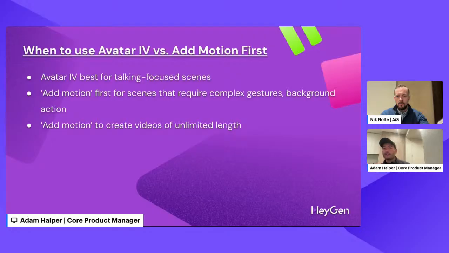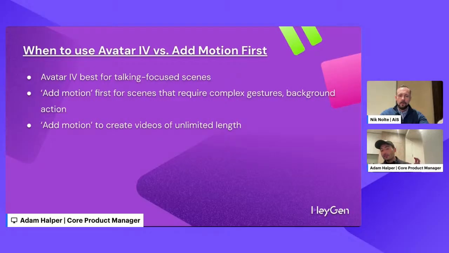So in short, Avatar 4 is for talking focus scenes, and add motion is for scenes where you really need complex gestures or background action. And then also there's the cost limitation. With Avatar 4, as a paid user, you get 5 minutes total a month. The reason we limit it is that it's very, very expensive. We are working to get the cost down, but with Avatar 4, you have limited time you can create.